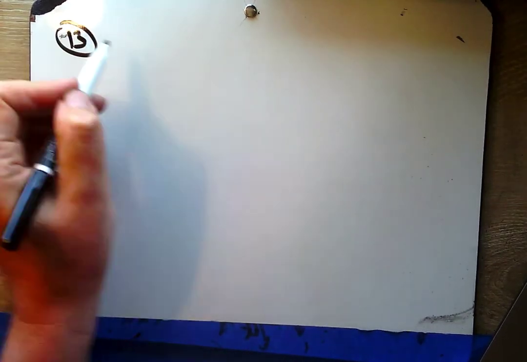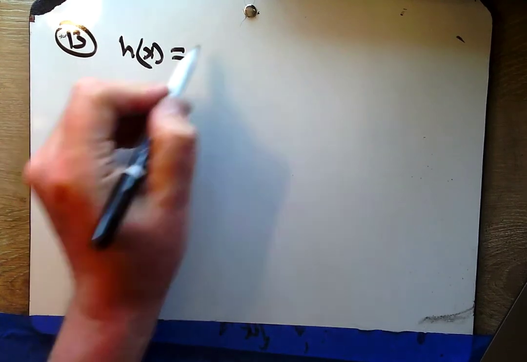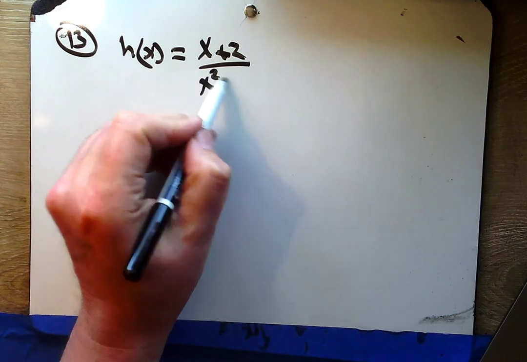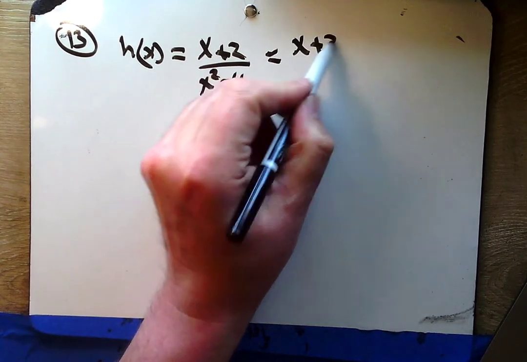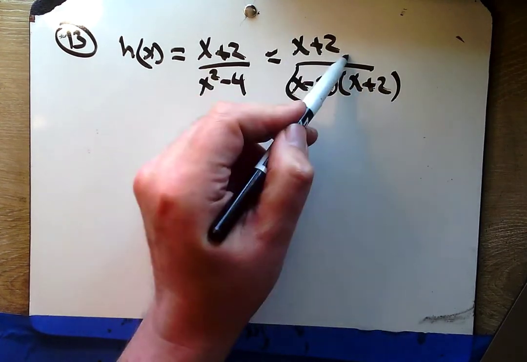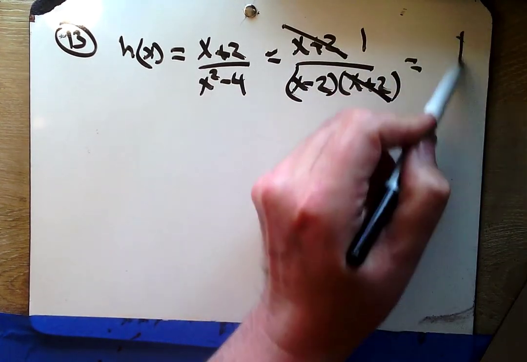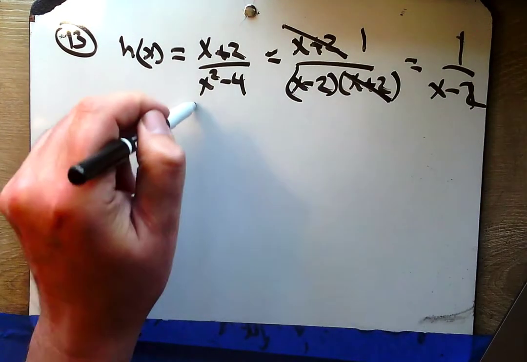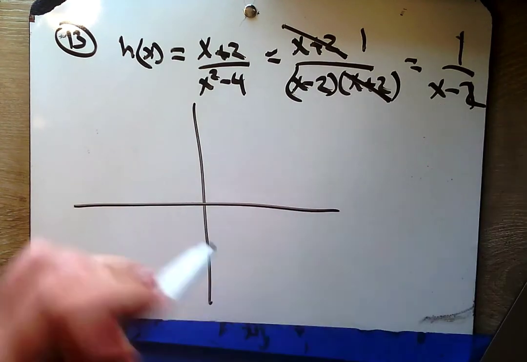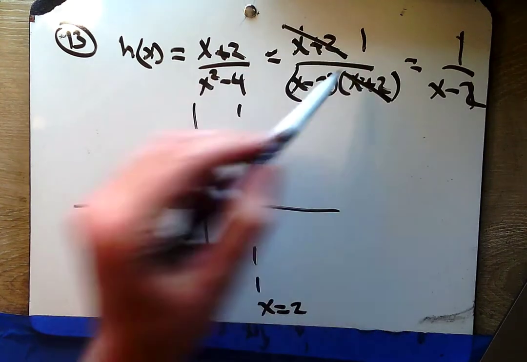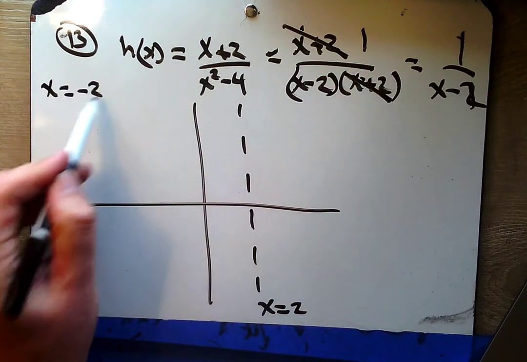All right, let's take a look at problem 13, where we have h of x equals x plus 2 over x squared minus 4. Well, that's a difference of squares: x minus 2, x plus 2. Ooh, look at that. And so really I'm only graphing 1 over x minus 2. 1 over x minus 2 has a vertical asymptote at x equals 2. Don't forget though, at -2, we have a hole.